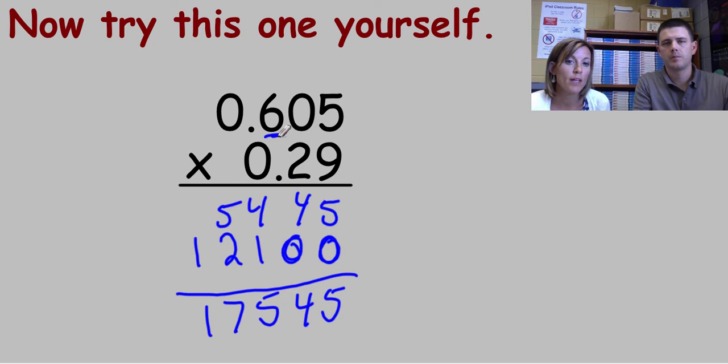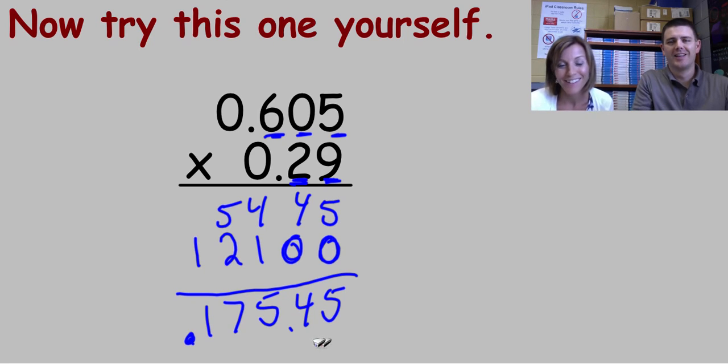Now, did you put the decimal in the right place? You have 3 on that top row, plus the 2 in the second row, for a total of 5. So starting on the right, you're going to slide it all the way to the front of the number, and then try to read it out loud. So you have 17,545 tenths, hundredths, thousandths, ten thousandths, hundred thousandths.